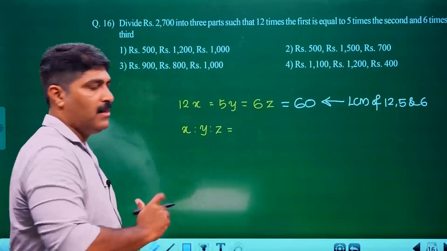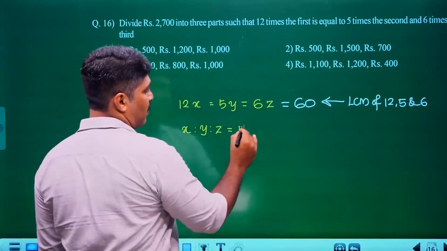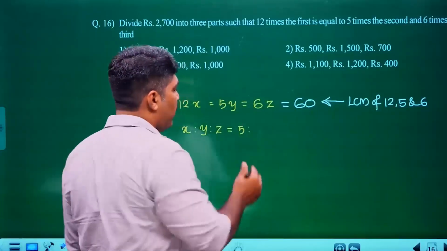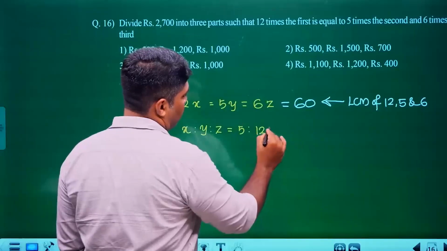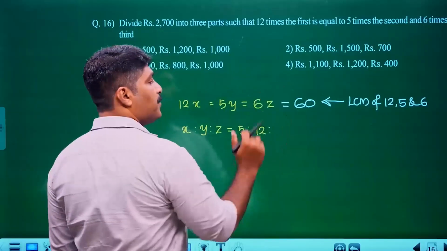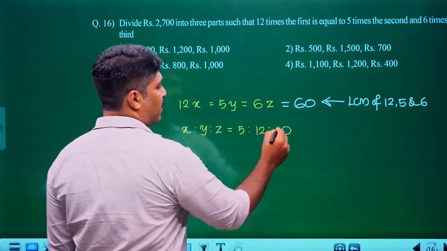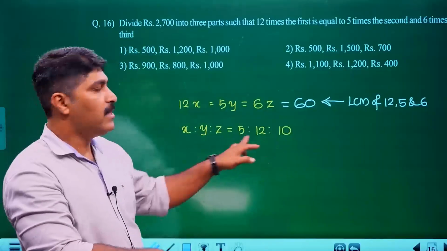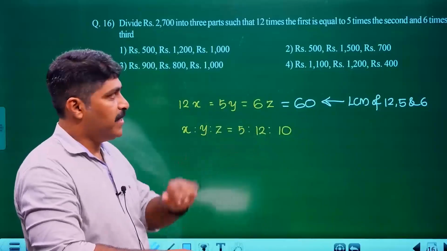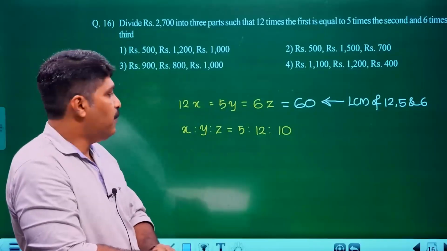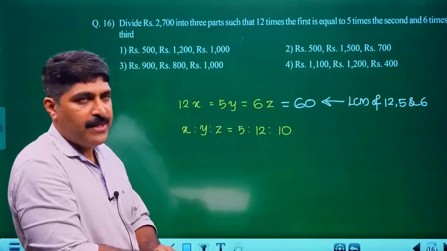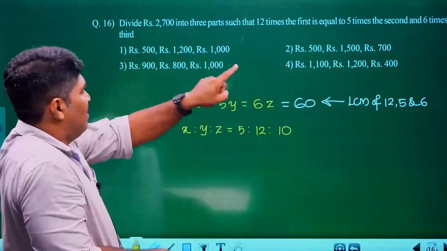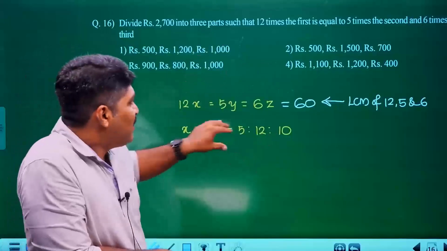What is the value of x? x equal to 5. Then 5y equal to 60, what is the value of y? y equal to 12. 6z equal to 60, z equal to 10. So we will get the ratio like this. Those quantities are distributed in the ratio 5 is to 12 is to 10. Whenever we are doing the further steps of operation, it's better to consider three distributions. Closely observe. Which option satisfies this ratio?